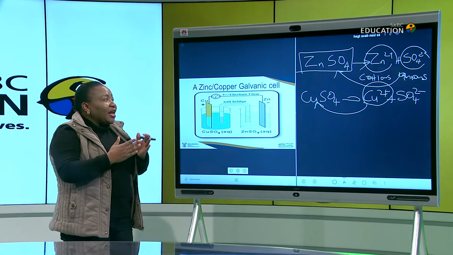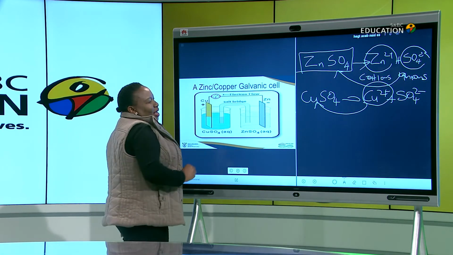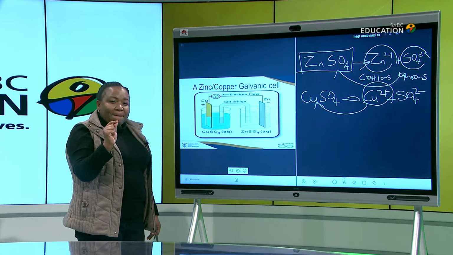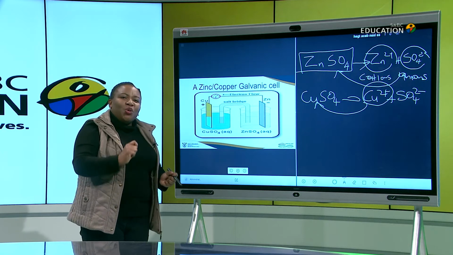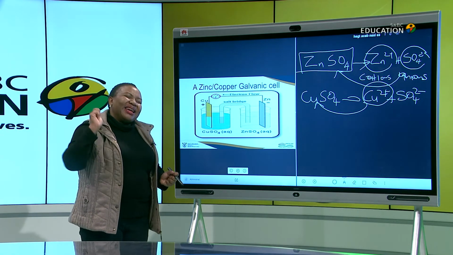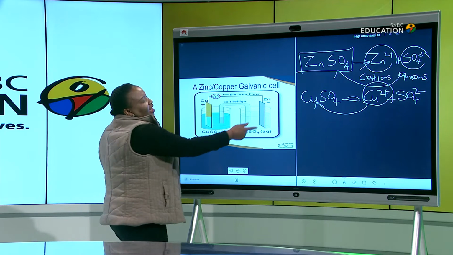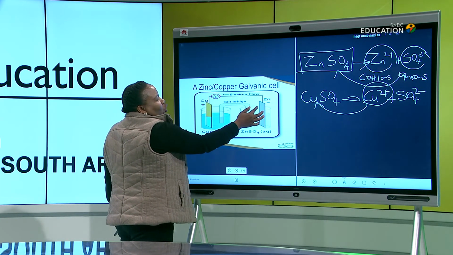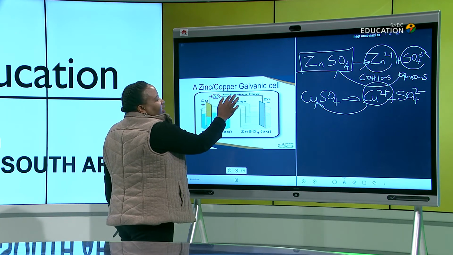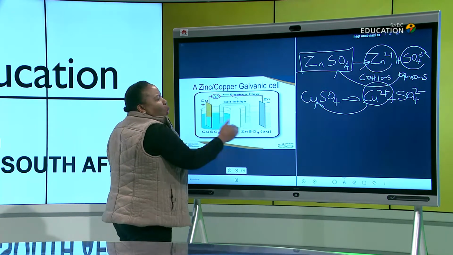But it is very important when you come to this picture to remember what we explained in terms of redox. What do we mean by oxidation? What do we mean by reduction? If you look at this diagram, you can see that it indicates that the electrons are moving from this side going to the other side. So what does it exactly mean?